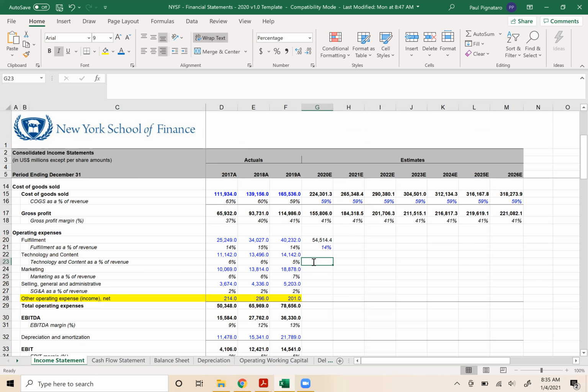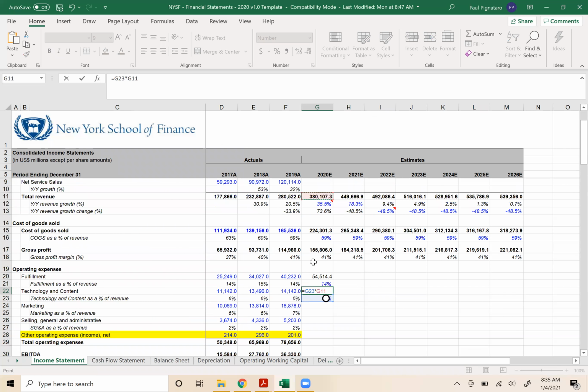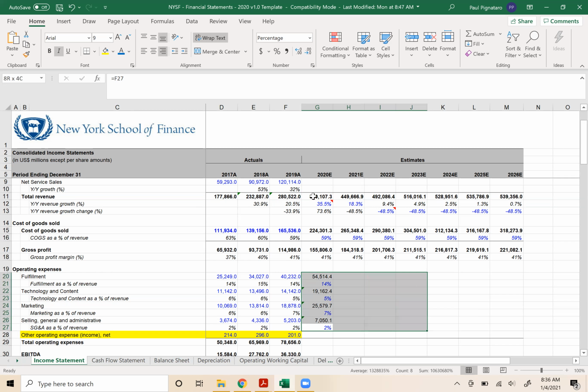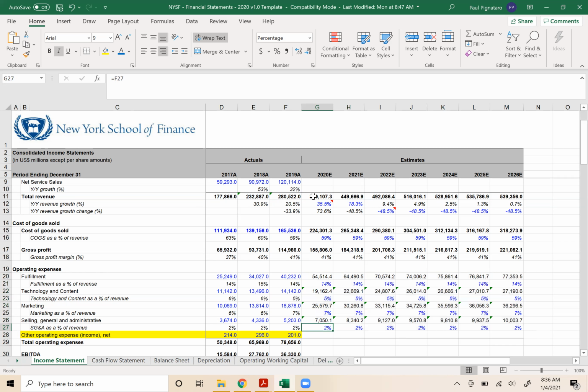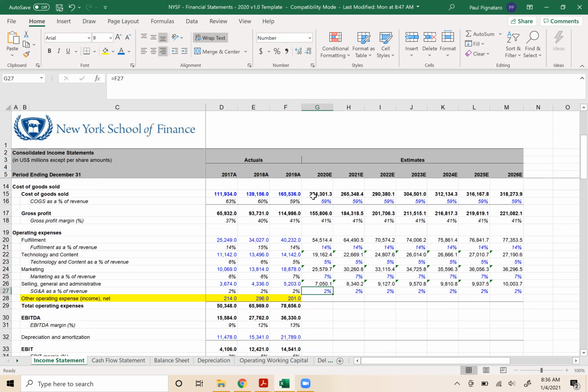Technology and content, take the last year's, equals. I'm going to go a little fast because you can always go back and look at the video. 7% equals 7% times revenue. There we go. 2%, 2% times revenue. Okay. Now, so for most expenses, very simple. Percentage of revenue. 90% of the time, that's the way it's driven.